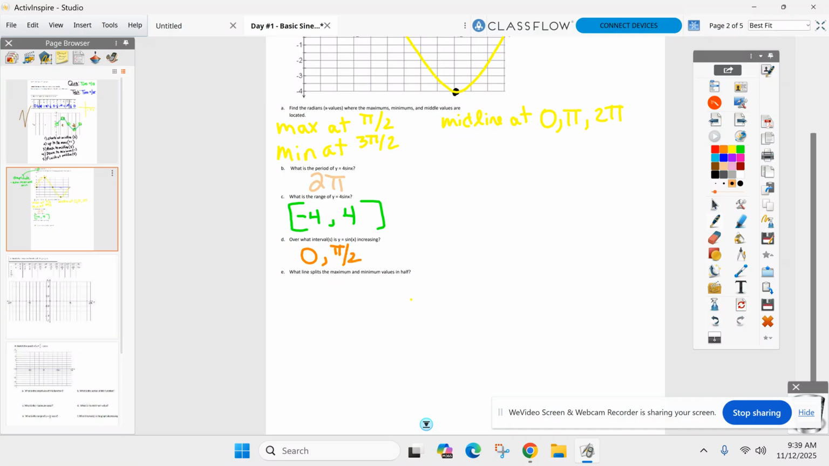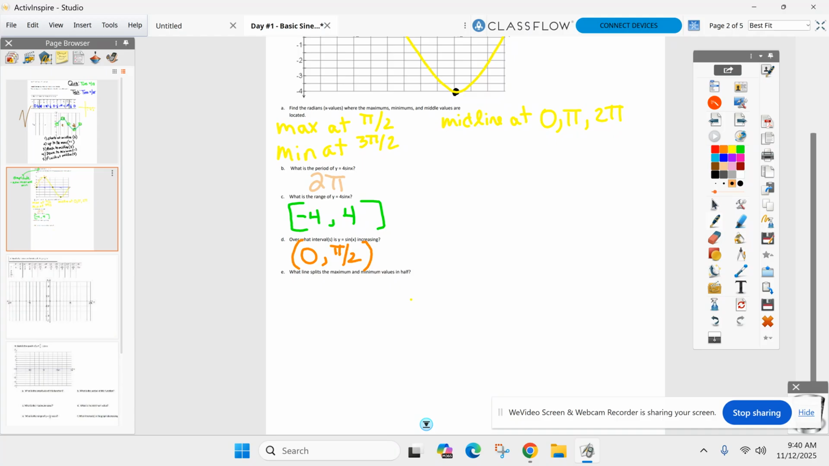Now, I didn't put anything around it for a reason. When it's at 0, it's not doing anything. Everyone agree? It's not doing anything at 0, so it doesn't get a bracket. It's just going to get parentheses. And the same thing for pi over 2, because it's not increasing at pi over 2. It's just there. Okay, so increasing, decreasing gets parentheses. Range gets brackets.